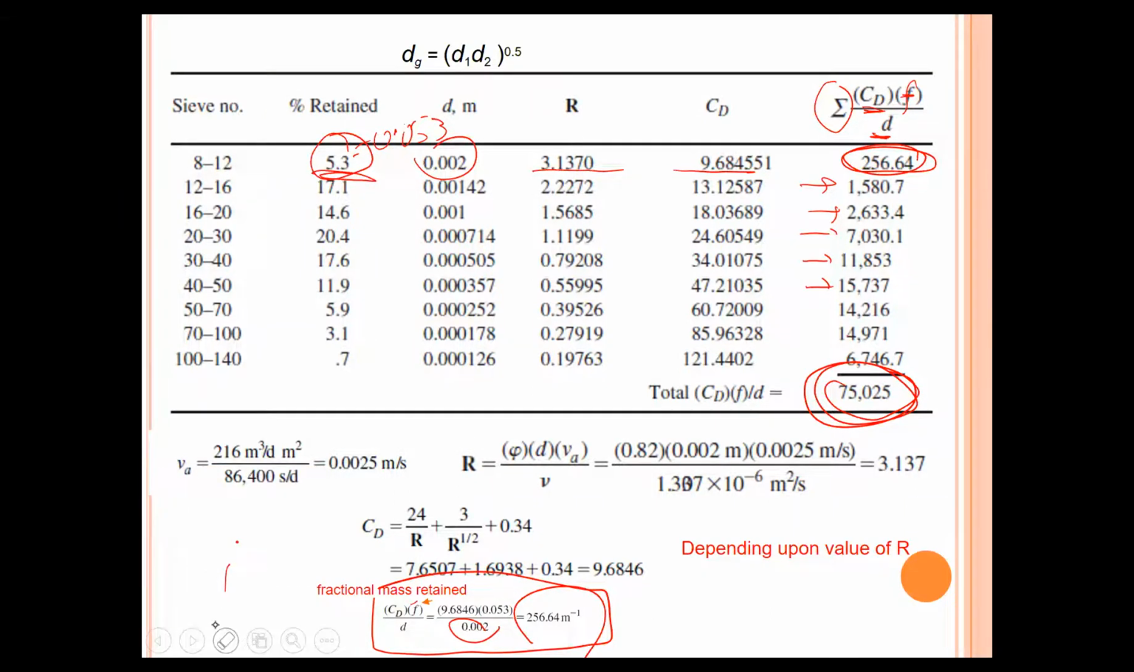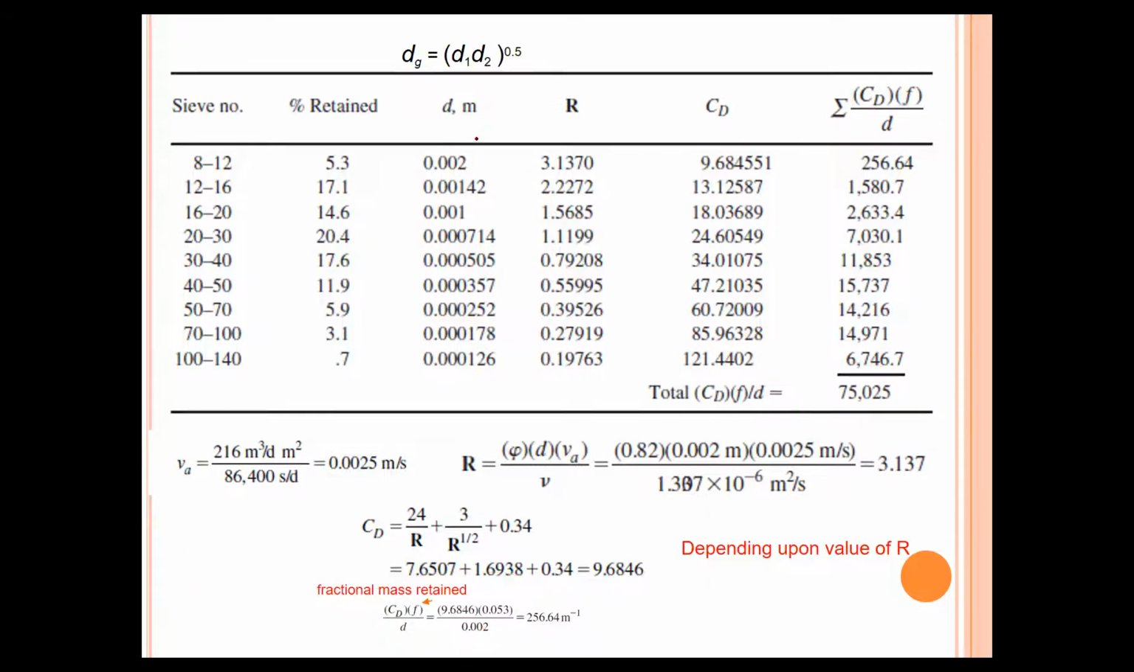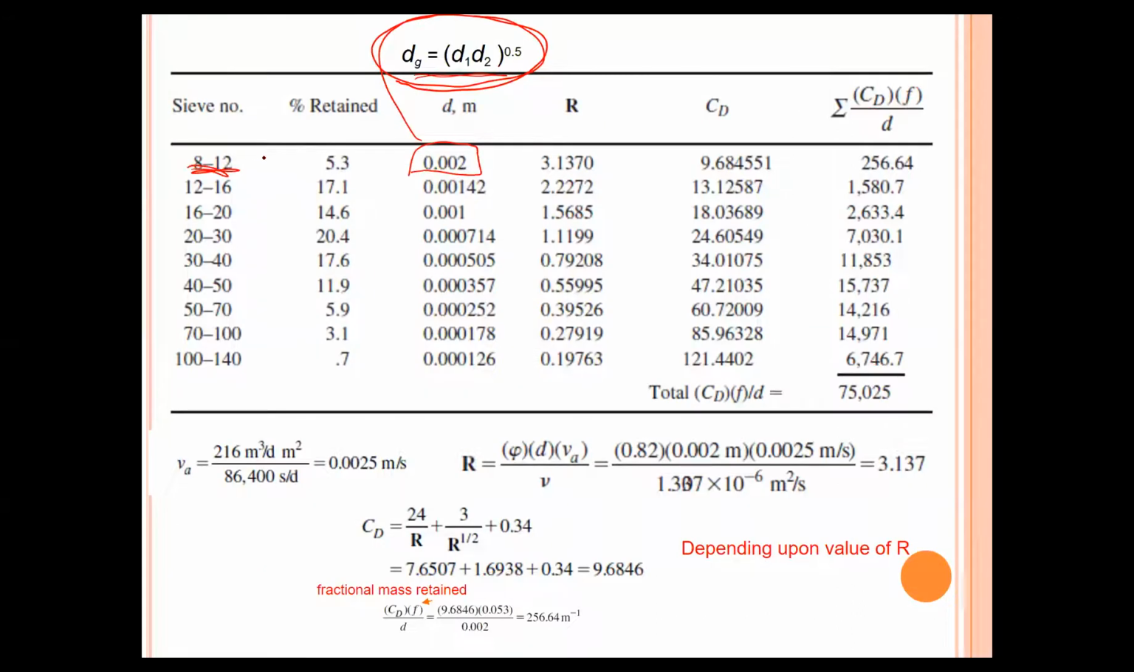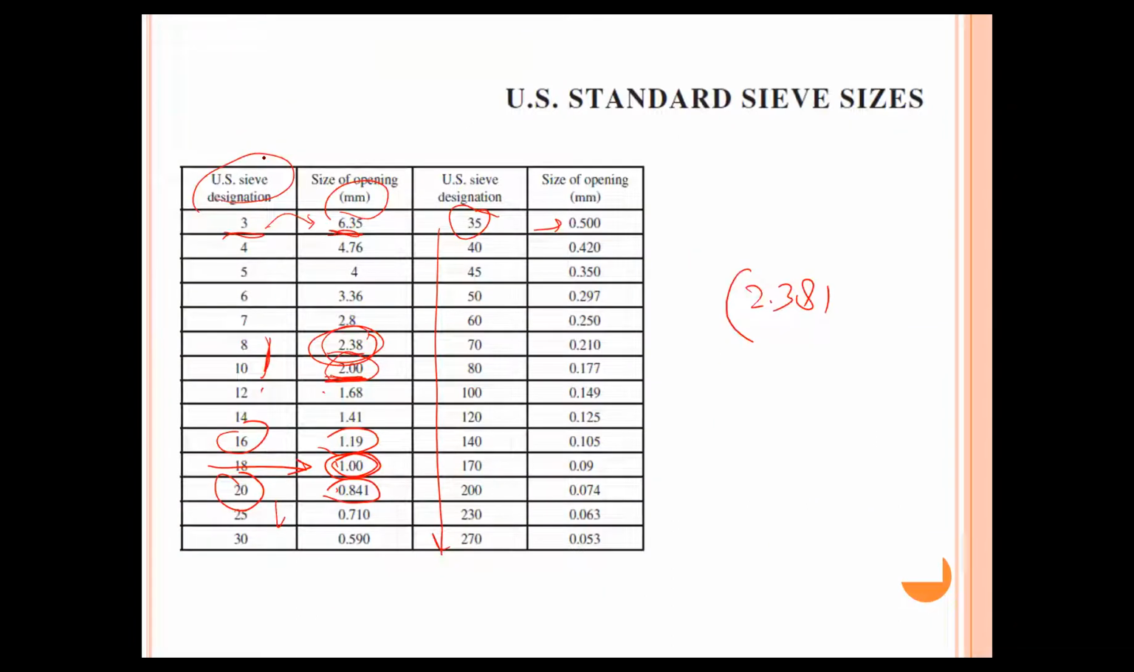I forgot. When I was talking about the diameter, this diameter actually is calculated using this equation. So when you see the 8 and 12, you have to use 8, which is 2.38, and then 12, which is 1.68.